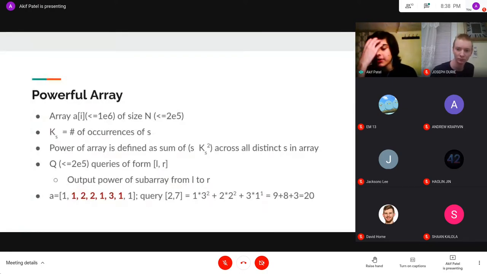Just a hint: this is a lecture on Mo's algorithm. Mo's algorithm is pretty specific on what you have to do, so you have to use that. Think of what data structure you'll be using. How can you make a data structure that satisfies what you need for Mo's algorithm to apply, and how can you do that efficiently?